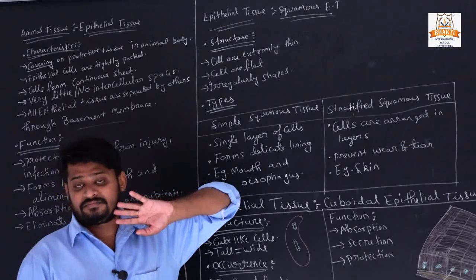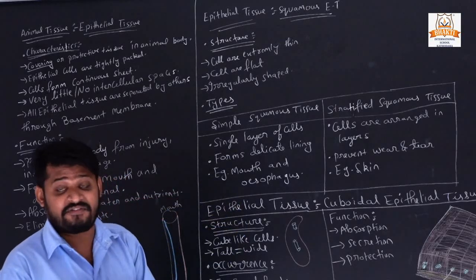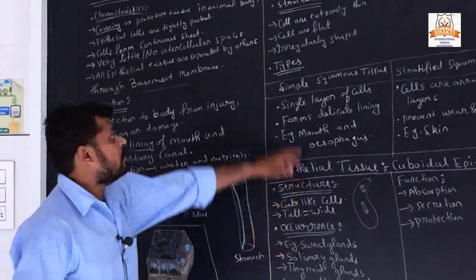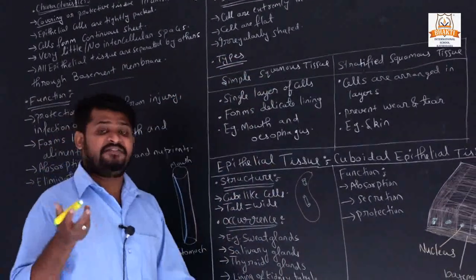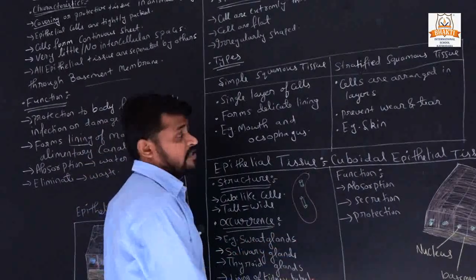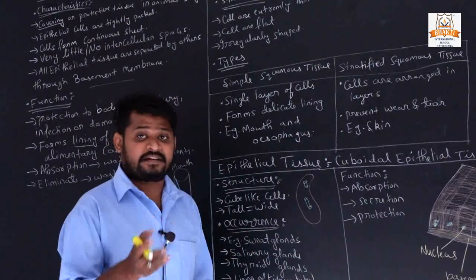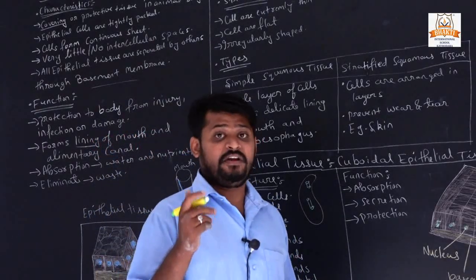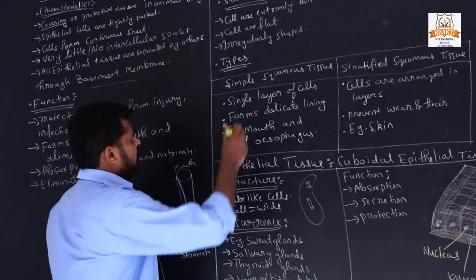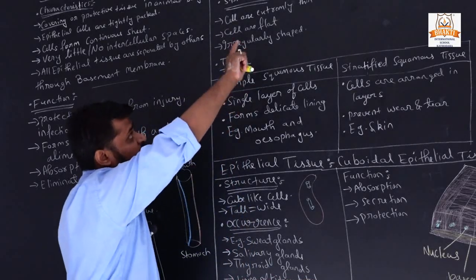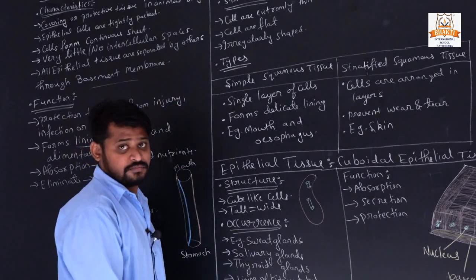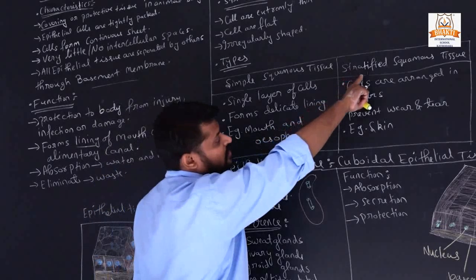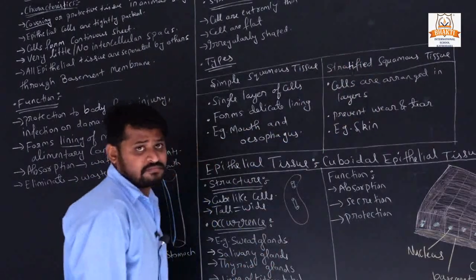Cells are flat, means the cell surfaces are flat. You will see in the diagram the cell surfaces are flat. Irregularly shaped means they are different types. The shapes are different, like oval, round, triangle, rectangular, square. Their shapes are not regular, they are irregular in nature. Types: there are two types of squamous epithelial tissue. One is simple squamous tissue, the other one is stratified squamous tissue.